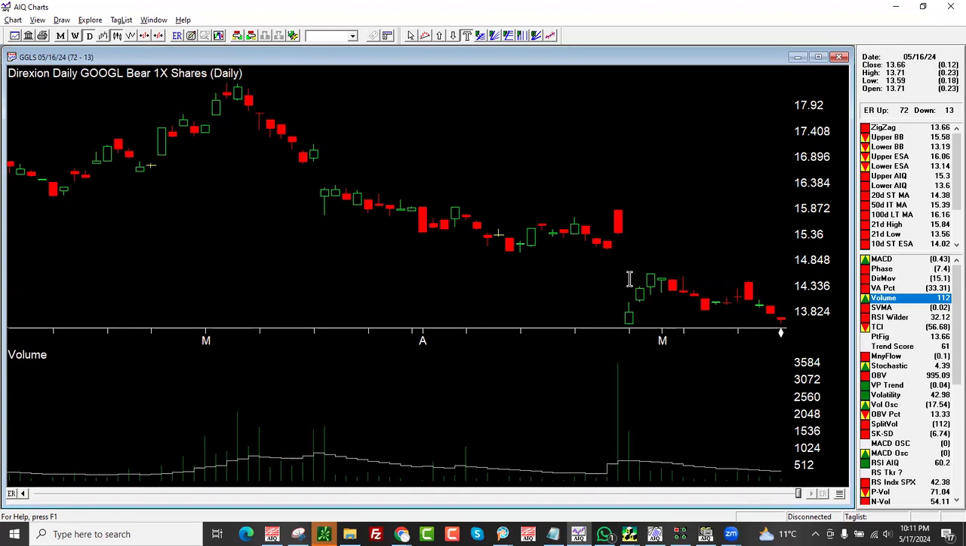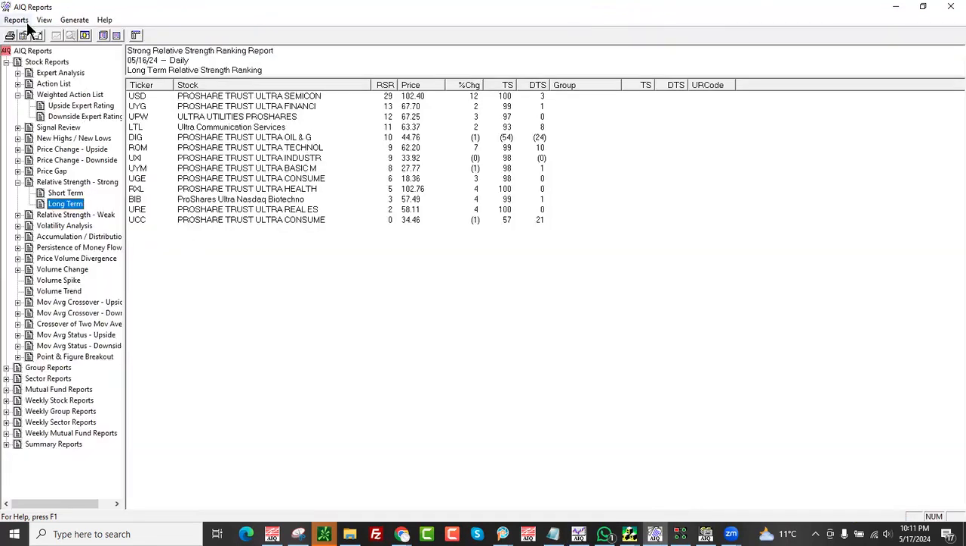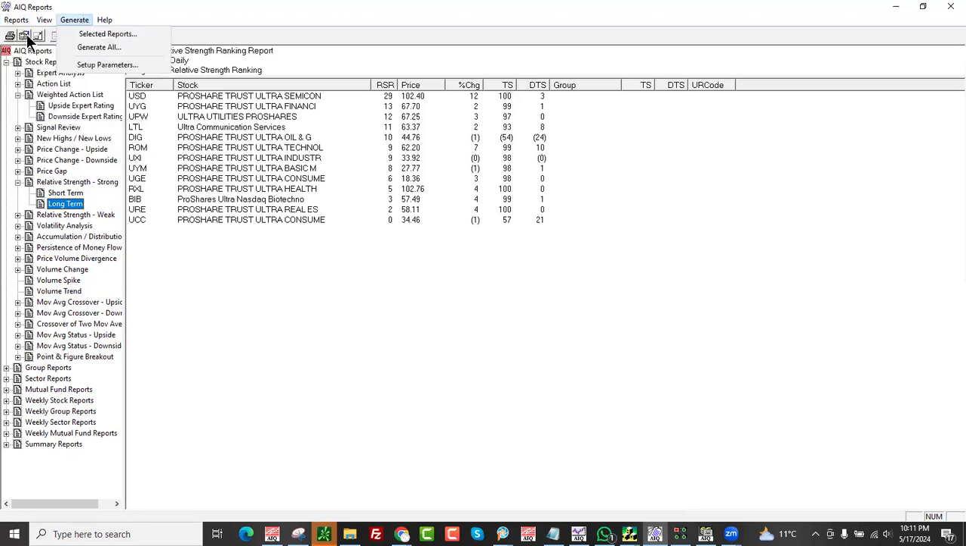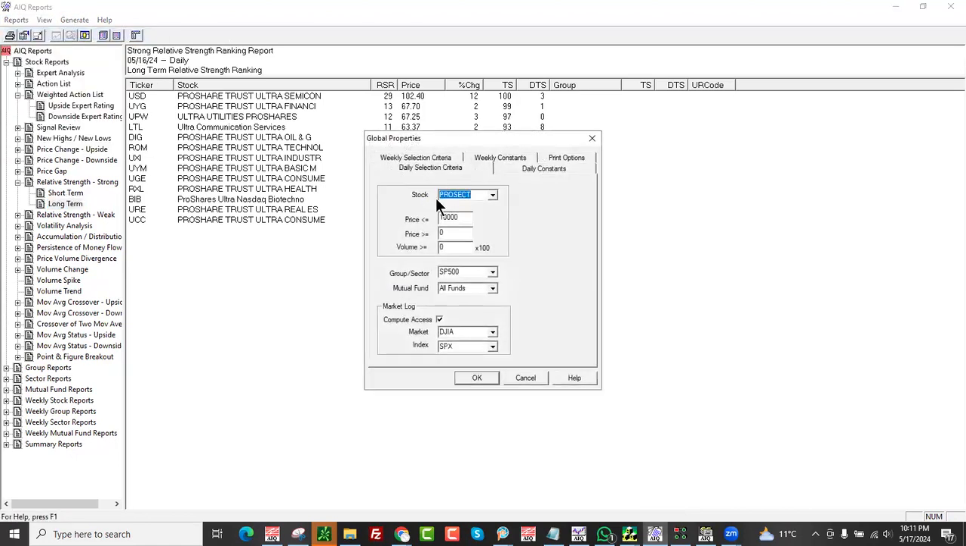But it's widely used, and you can take the existing reports within the system, I've got them open here, and run them on the ETF family that you want to run it on. So in this case, I'm in the report area. I go to global properties in here. This is currently selected to the ProShares sectors, so I have it running just on the ProShares sector ETFs. So I'm doing a rotation strategy, but using stock reports.